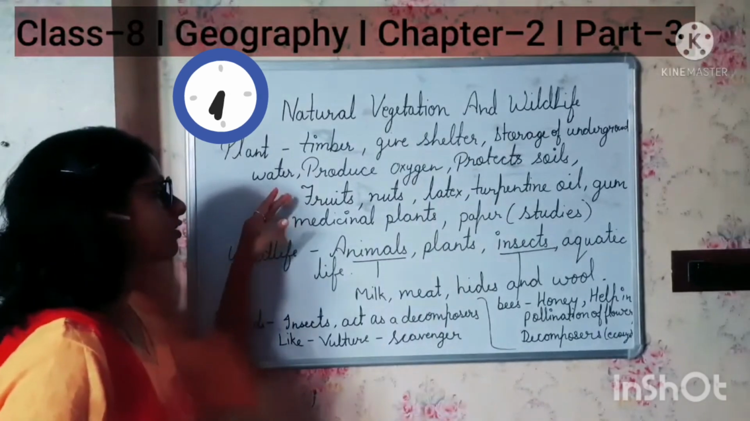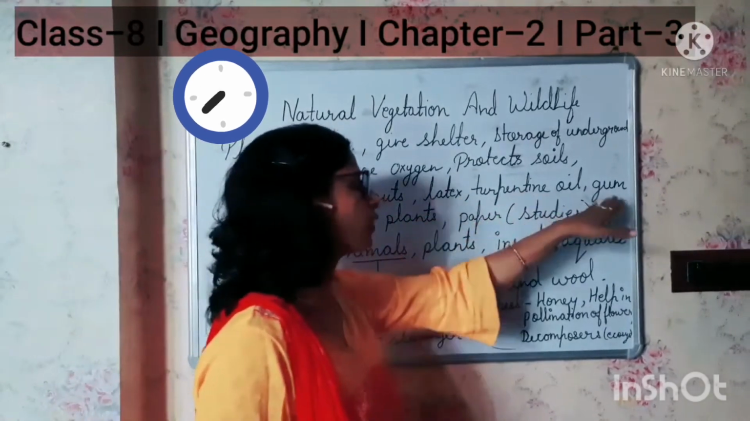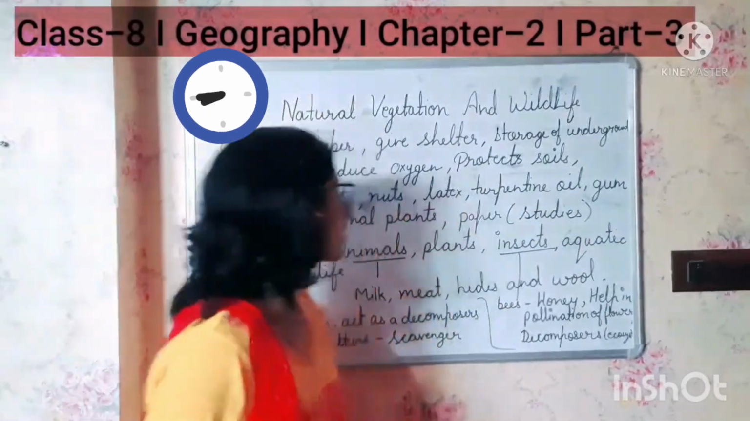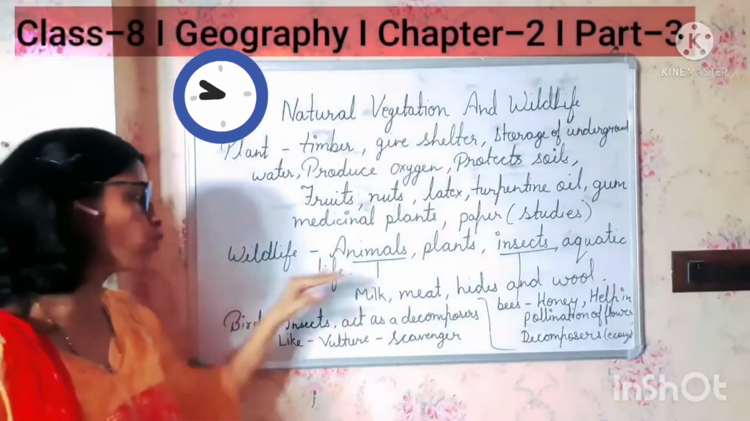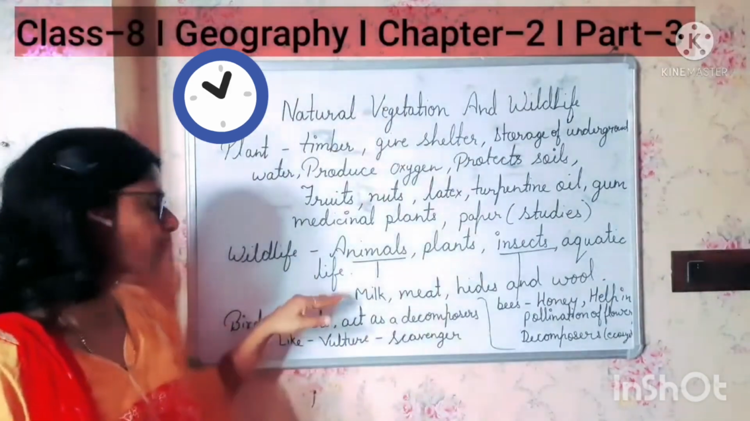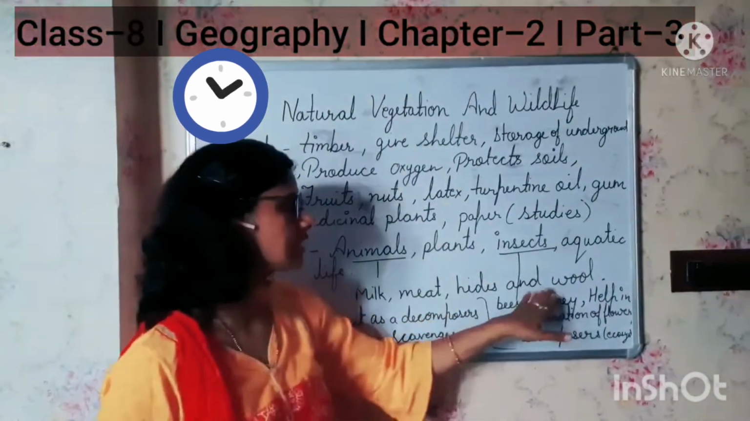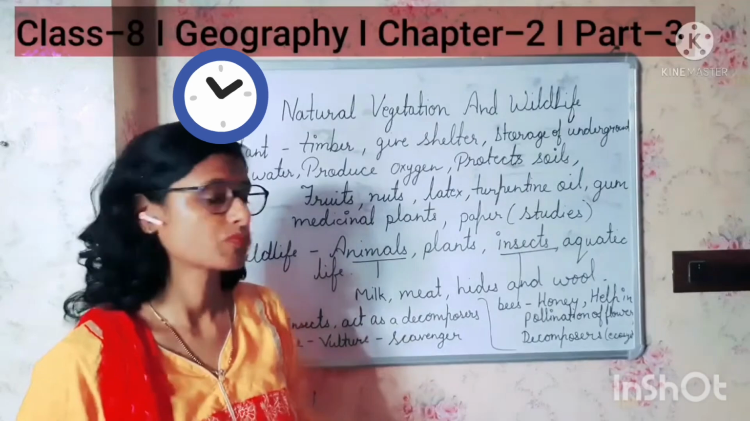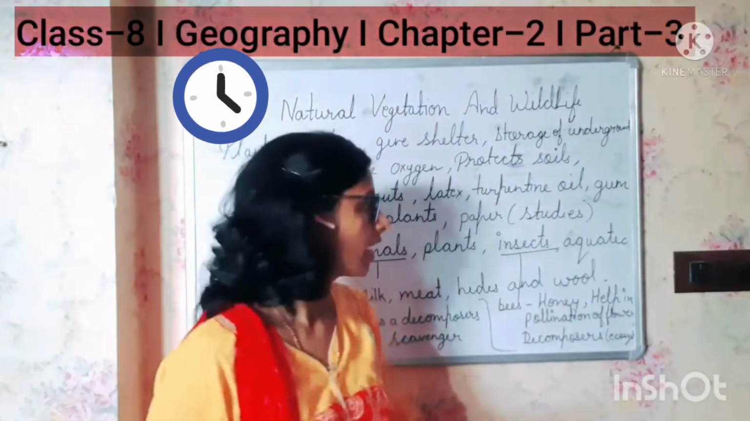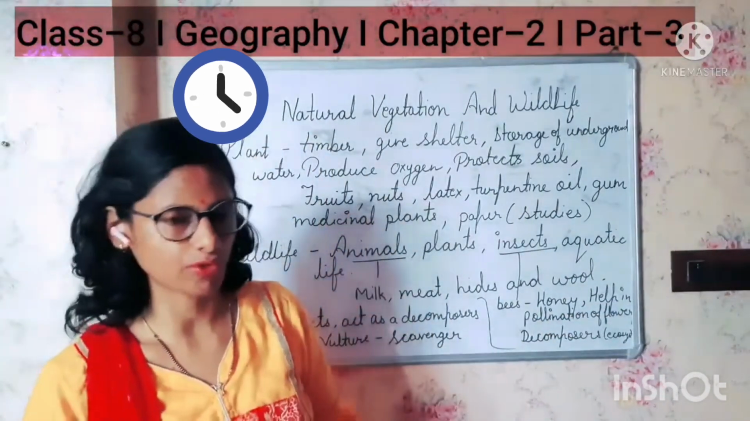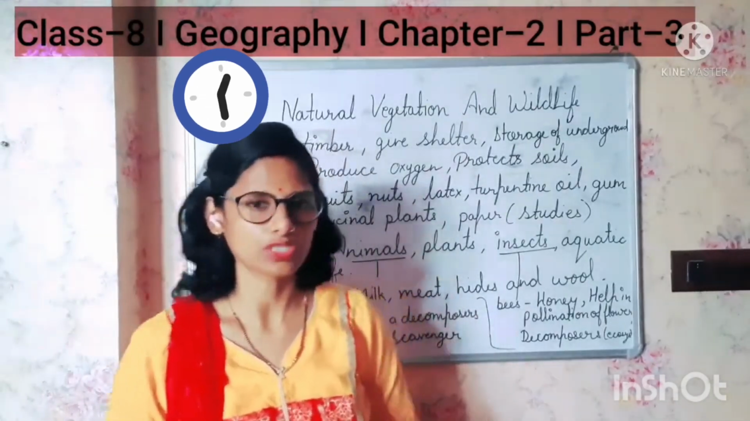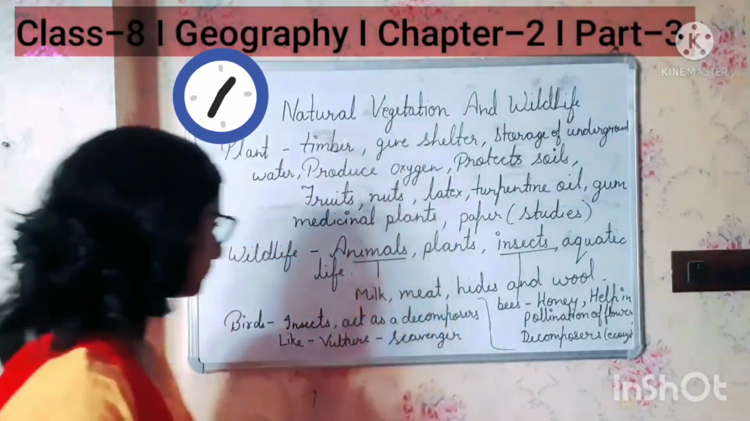They give us fruits, nuts, latex, turpentine oil, gum, medicinal plants and the paper that is used for studies. And wildlife includes animals, plants, insects and aquatic life. The animals provide us milk, meat, hides and wool. The insects, for example the bees, give us honey and also help in pollination of flowers. And these insects also act as decomposers in our ecosystem.